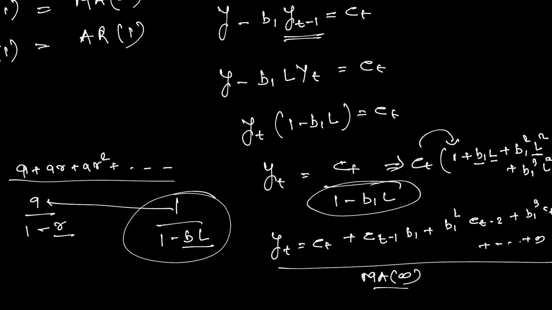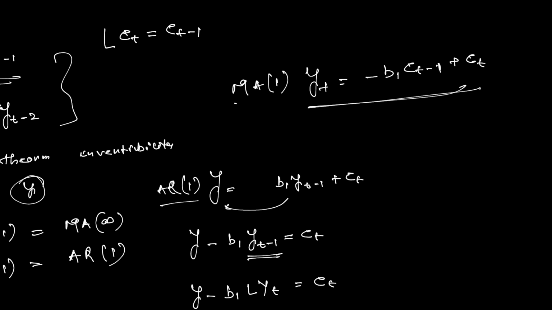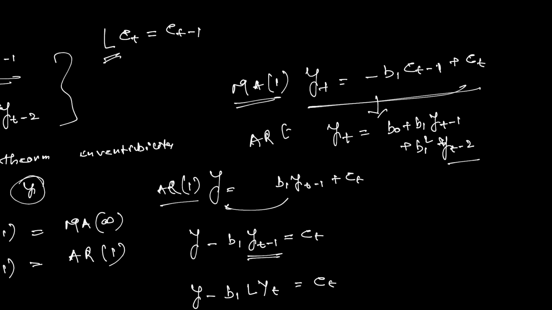Similarly, if you start from, say you write an equation yt is equal to minus b1 into et minus 1 plus et. If you start from here, this is an MA1 model, and if you use the right L operator, that is the lag operator, you will prove that this equation can be transformed into an infinite AR series. So that is the property of invertibility. Okay.